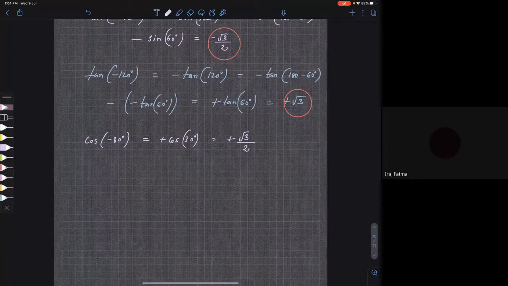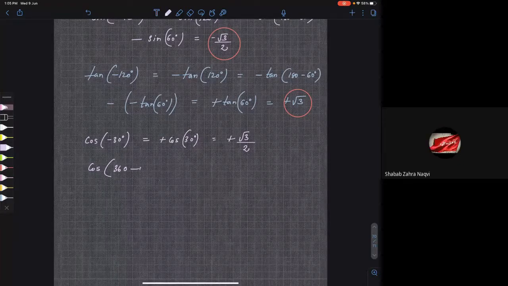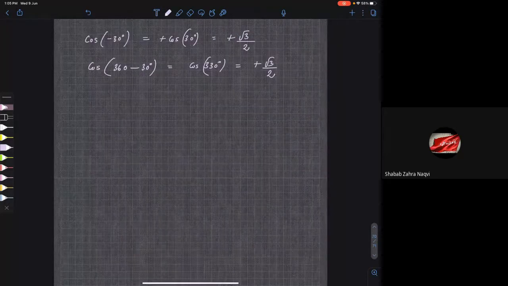But what is cos of minus 30 equal to? It is also equal to cos of 360 minus 30, which is equal to cos 330, which is again equal to plus root 3 by 2. So the overall conclusion is this.